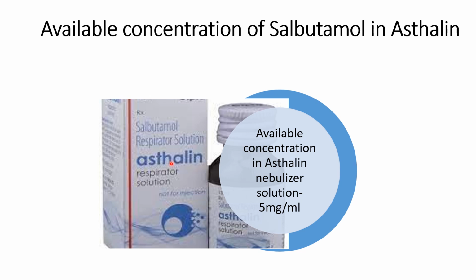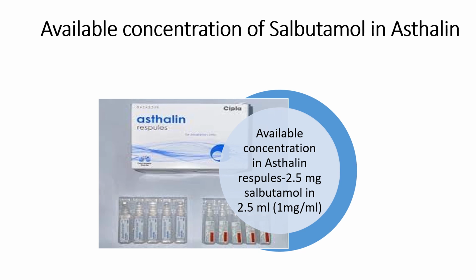So what is the available concentration of salbutamol in ethylene solution? It is 5 milligram per ml concentration. Now what is the concentration in ethylene respules? It is 2.5 milligram salbutamol in 2.5 ml, means 1 milligram in 1 ml, while in the solution it is 5 milligram in 1 ml.